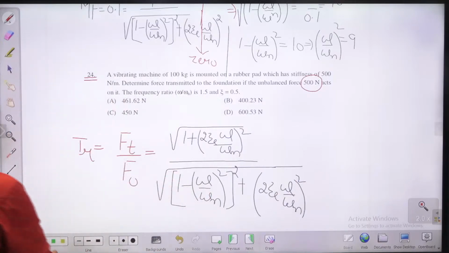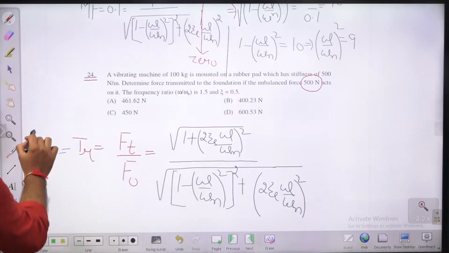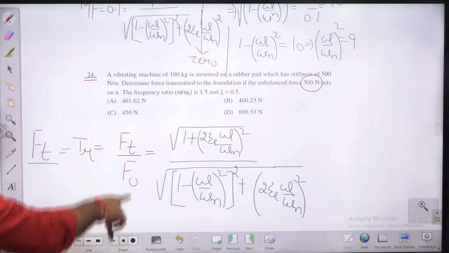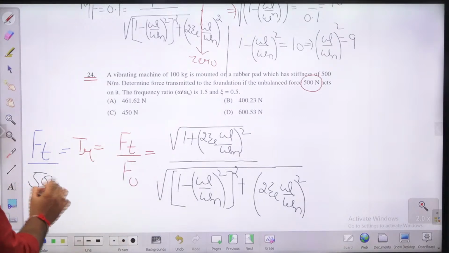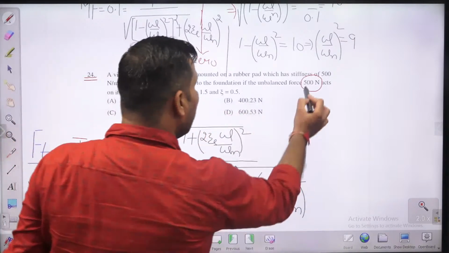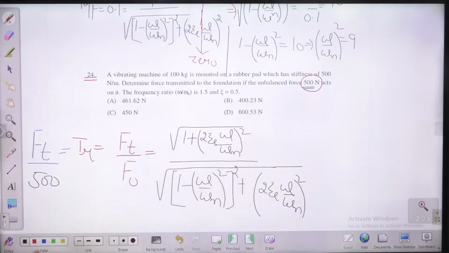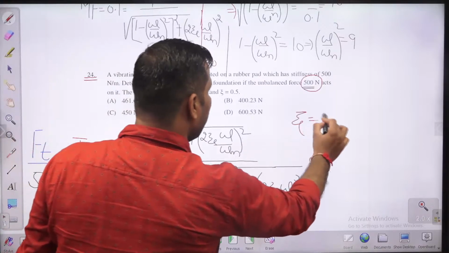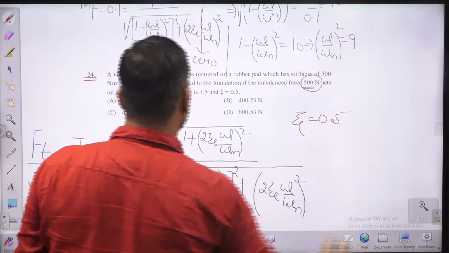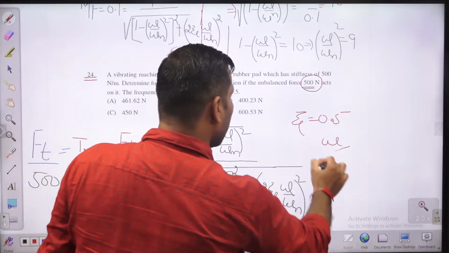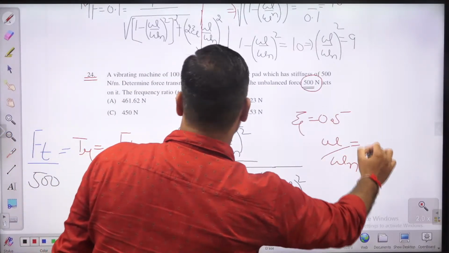Okay, now he has given you this ratio, guys. This Ft he is asking you: how much is the force transmitted? And this Fo, the unbalanced force, is given to you as 500 Newton. Damping factor is given to you, zeta 0.5. And this ratio omega by omega n is also given to you: 1.5.